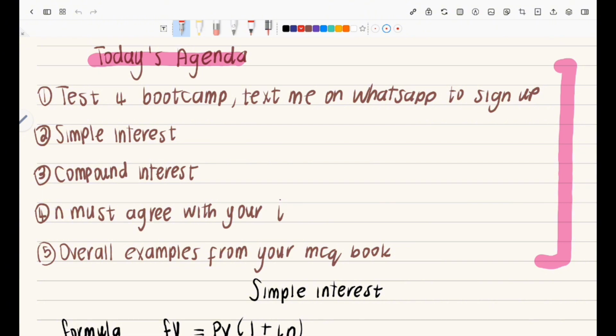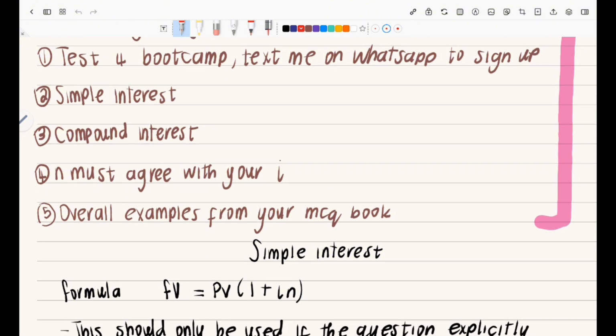Without further wasting time, let's get into today's content. The second thing that we need to look at is simple interest. We'll talk about compound interest, and then we'll show you how you need to make sure that your N agrees with your I in terms of your time periods. And then we'll do an example. So this is the first part of the video.